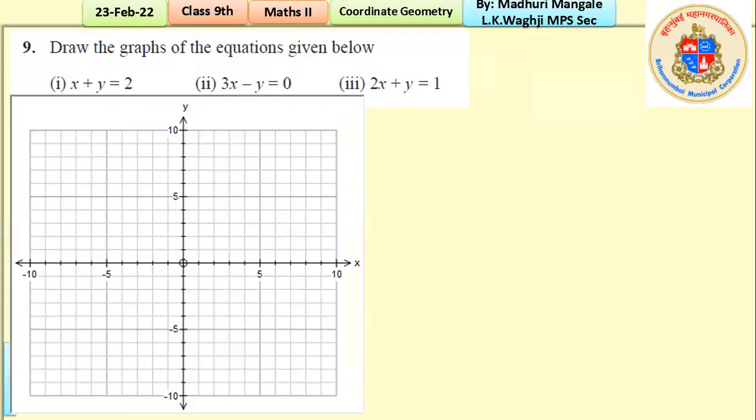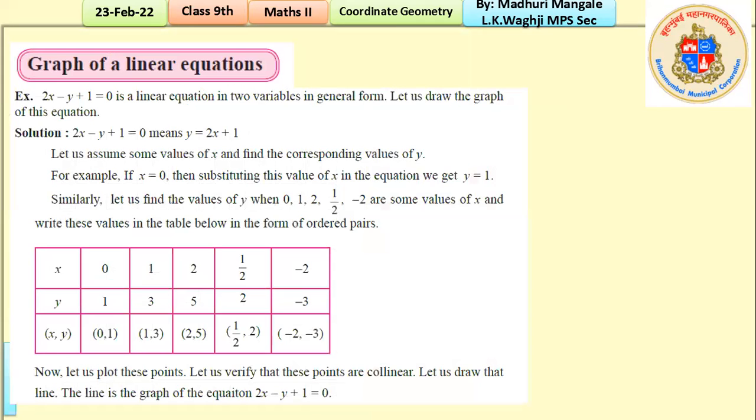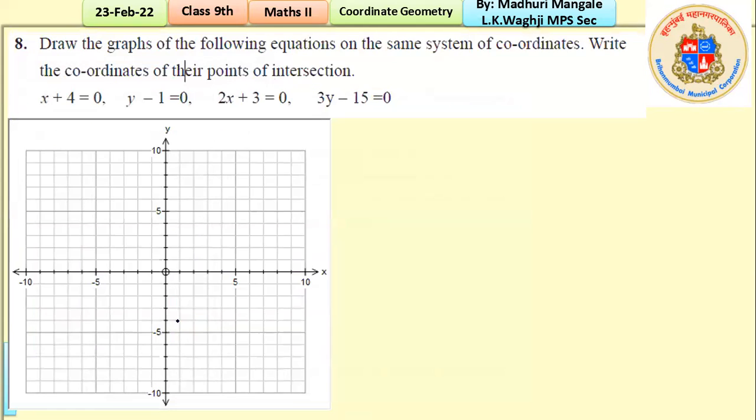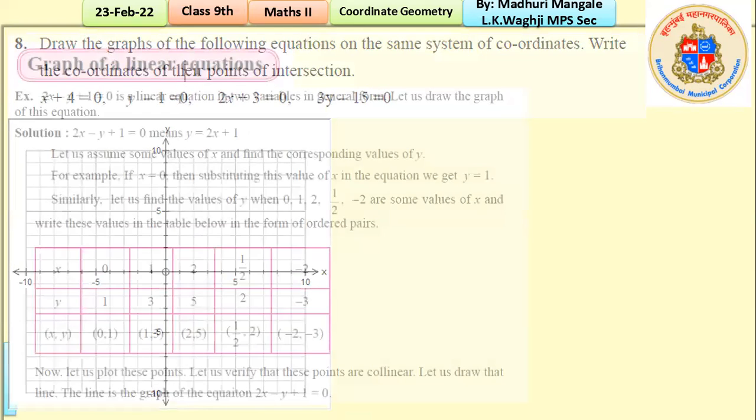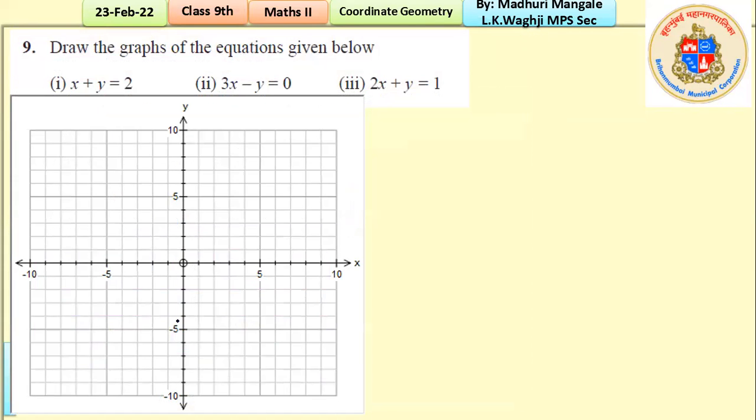And then there are questions like this, which are about graphing the equations. Let's quickly do this last part and then we will have the quiz. So draw the graphs of these equations. I'll just help you by trying out any one of these. Maybe we can work on this one. So 3x minus y equals 0.